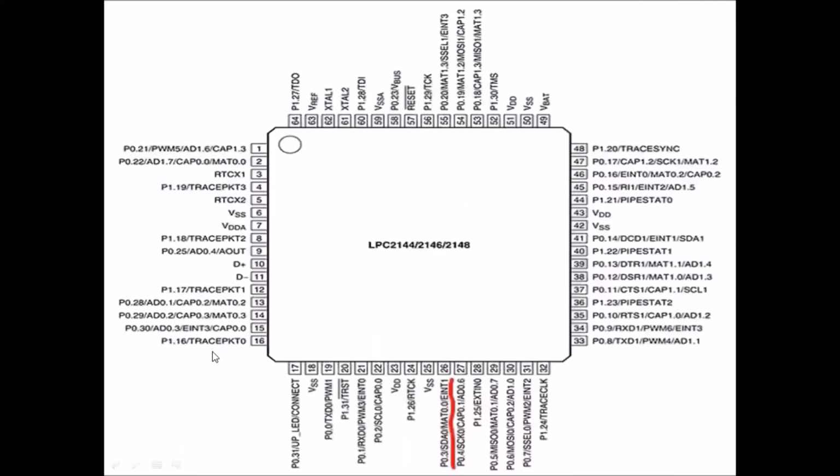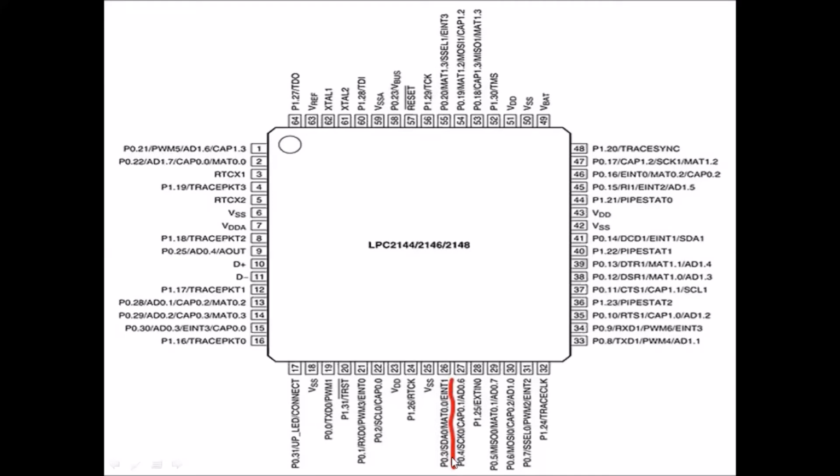Here you can see the LPC2148 microcontroller. This microcontroller has 64 pins, numbered from 1 to 64, with 16 pins on each side. You can see that on the 26th pin we have a function called EINT1, which is nothing but external interrupt 1. We are making use of this external interrupt 1 in our programming. This is the fourth function on the 26th pin.